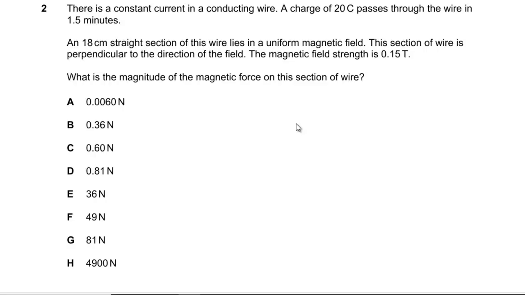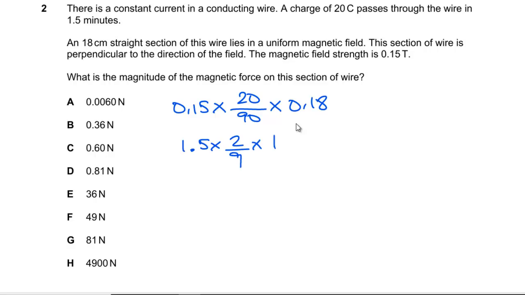So we want B, which is 0.15, times I, which is 20 coulombs over 90 seconds, times L, which is 0.18. So we've got 1.5 lots of 2 over 9 times, well, let's make that an 18, and then have a 10 to the minus 3 on the end of all of that. Cancel those to give a 2, so we'll have 6 times 10 to the minus 3, which is A.